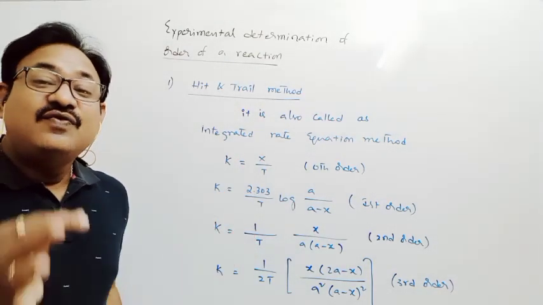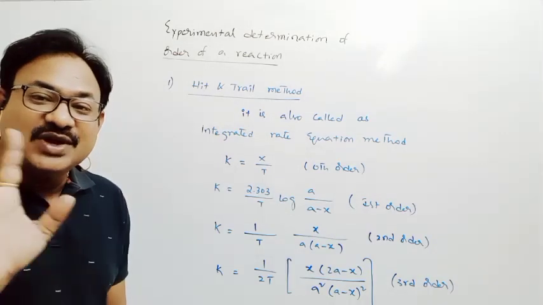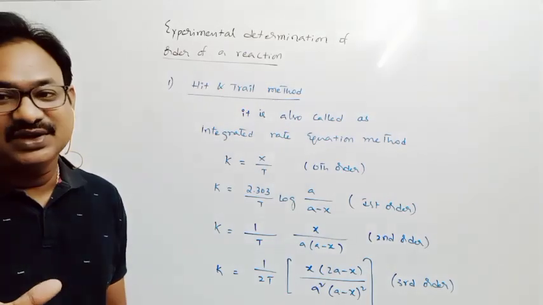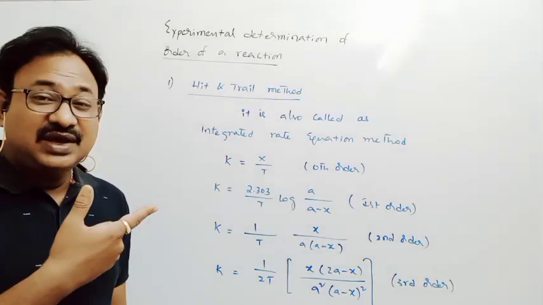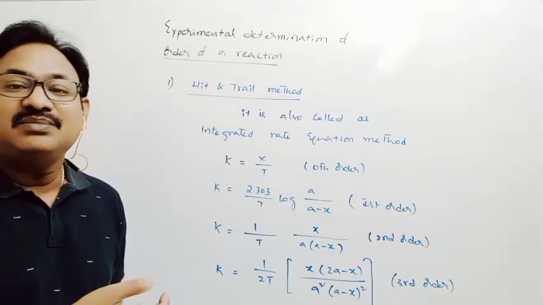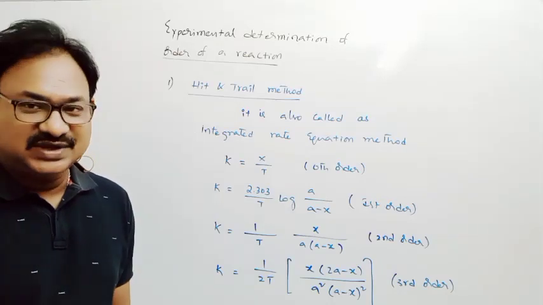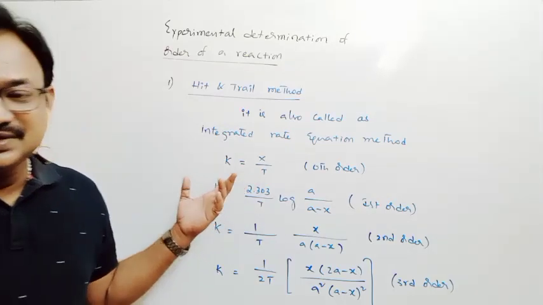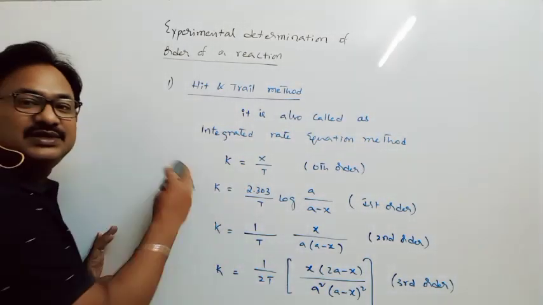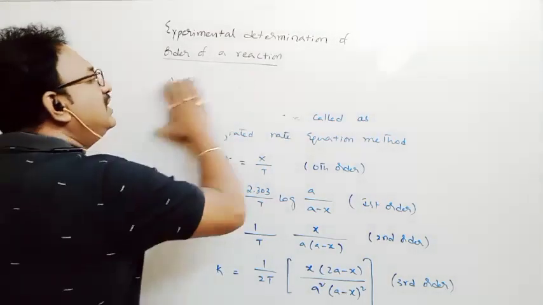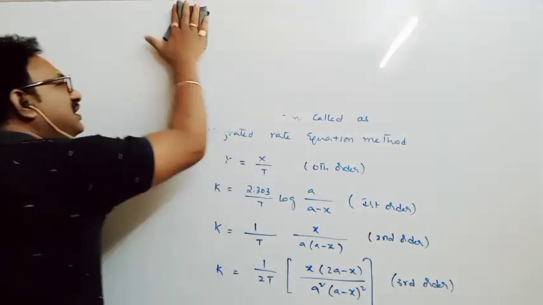Like that, where you get K constant, that indicates the order of reaction. But this is not a good method because it is a time taking process. Hit and trial method is a time taking process. There are better methods than this. So this is the first one, the hit and trial method.